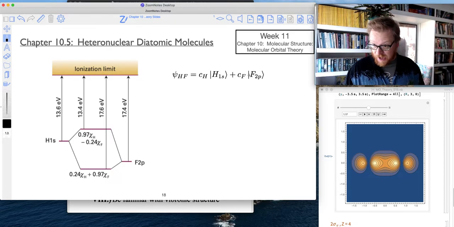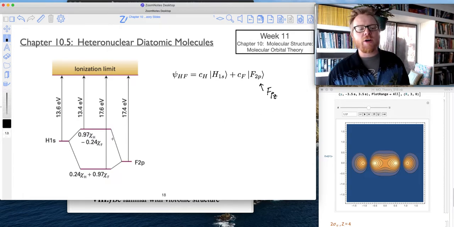So here we can see the coefficients for hydrogen and the hydrogen 1s wave function, and the coefficients for fluorine and the fluorine 2p wave function, okay? And so as you might guess, this makes a sigma bond. So it's predominantly the F 2pz, I should really say 2pz, that's in charge of making the sigma bond.